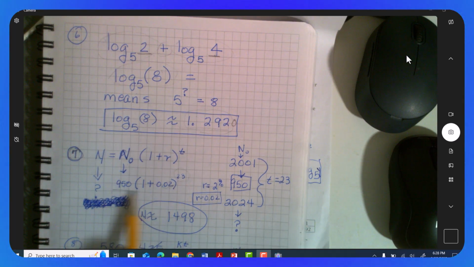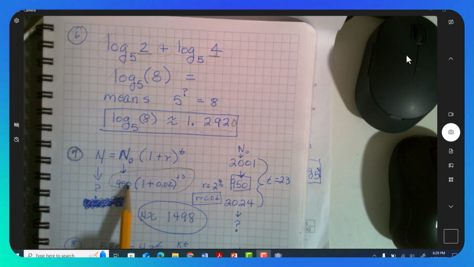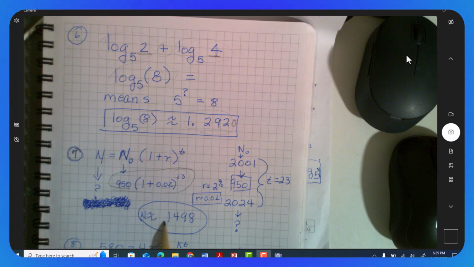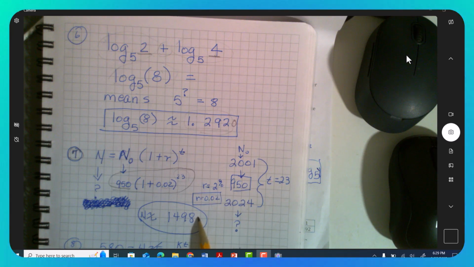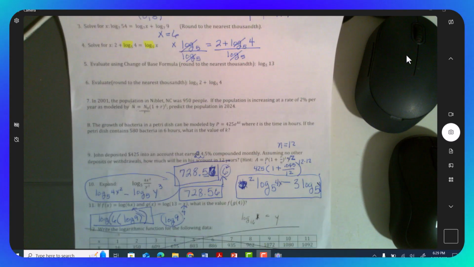We have our equation or our formula set up, so plug that into Desmos. We picked out all the pieces. Calculate that, and if I did this right, it should be approximately 1,498. I'm just going to do a double check and see if that's a reasonable answer. From 950 in 23 years, growing at 2%, it's 1,498. All right, move to question number 8.